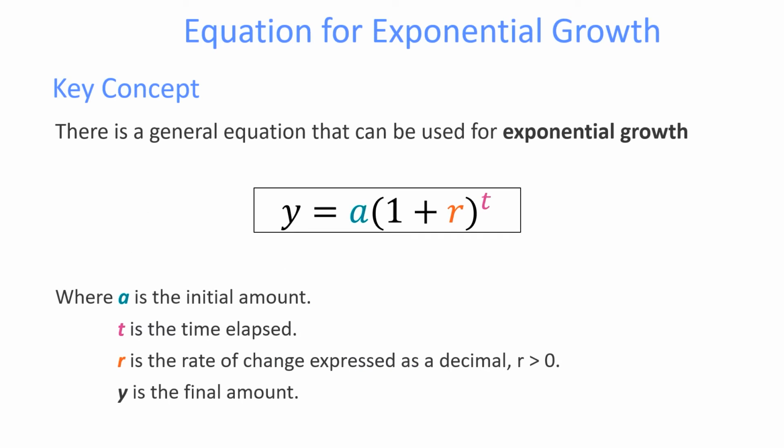So far we've looked at exponential growth and decay in their most basic forms. However, we can extend those concepts to write a general equation that can be used for exponential growth. The general equation is y equals a multiplied by (1 plus r) to the power of t, where a is the initial amount, t is the time elapsed, r is the rate of change expressed as a decimal for r greater than 0, and y is the final amount.